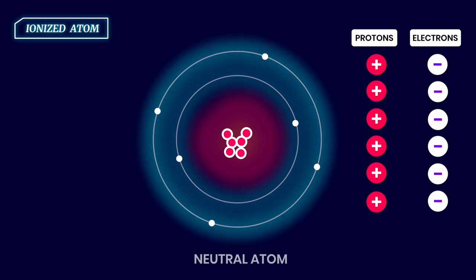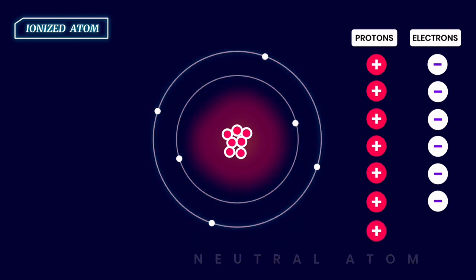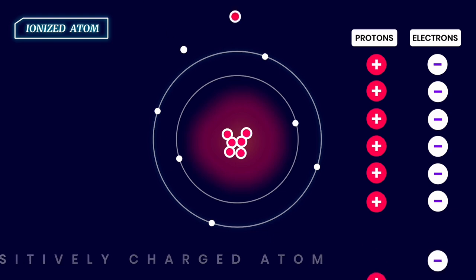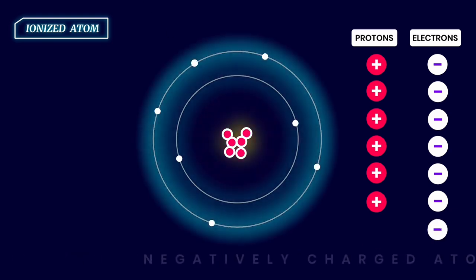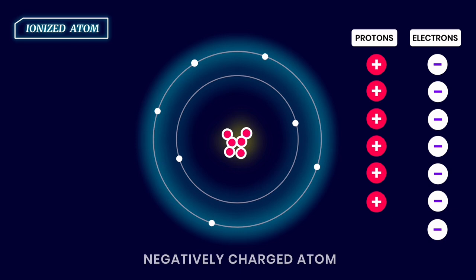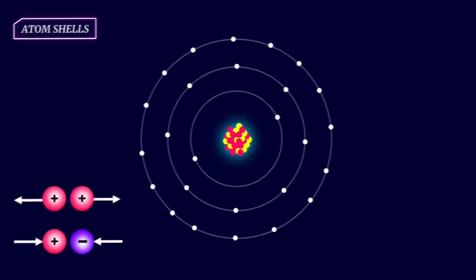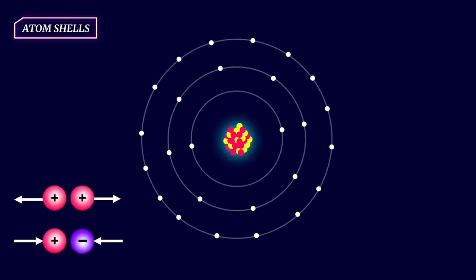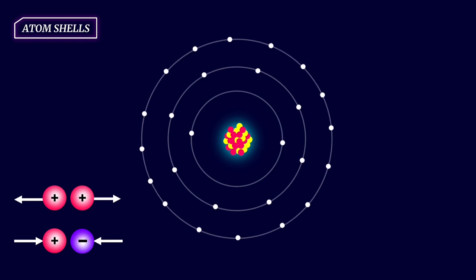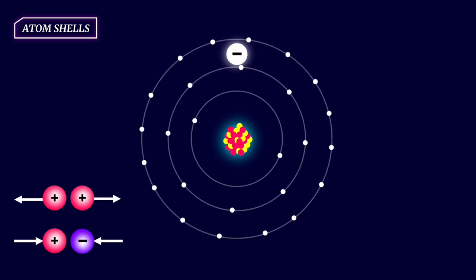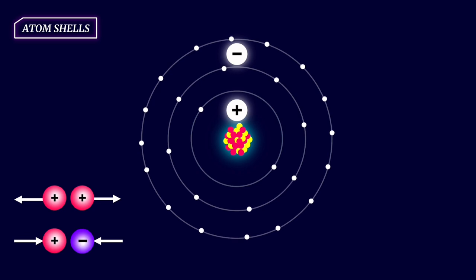If the number of protons is greater than the number of electrons, the atom is called a positively charged atom. Similarly, if the number of electrons is greater than the number of protons, the atom is called a negatively charged atom. We call both positively and negatively charged atoms ionized atoms, because the same charges repel each other and opposite charges attract each other. Negatively charged electrons orbit positively charged protons.